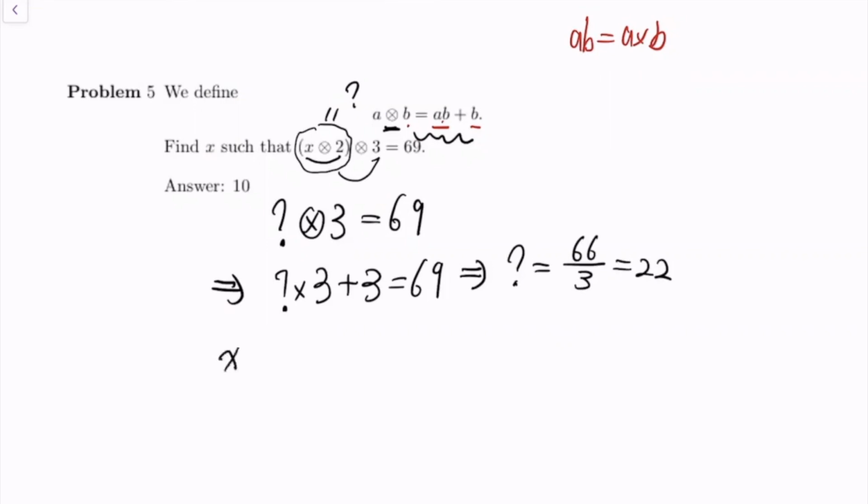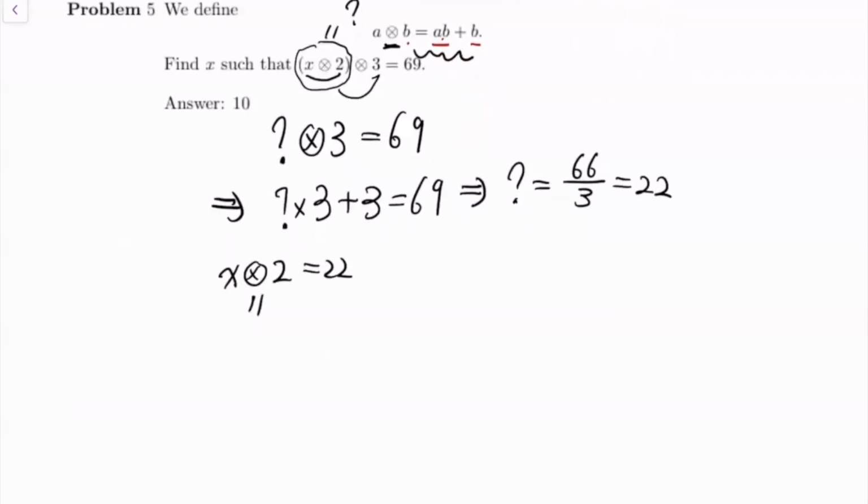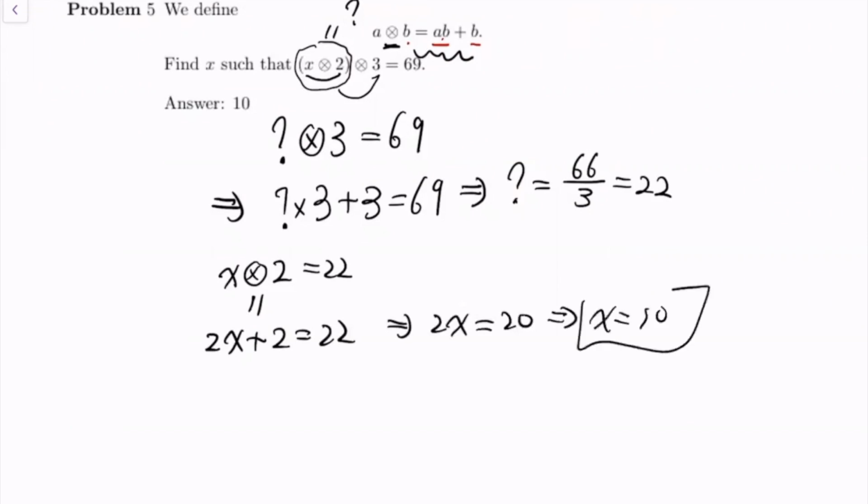So I get X with 2 equals 22. Now we say, okay, what's this? This again is just 2 times X plus 2 equals 22. So from here, I get 2X equals 20. So I get X equals 10, right?